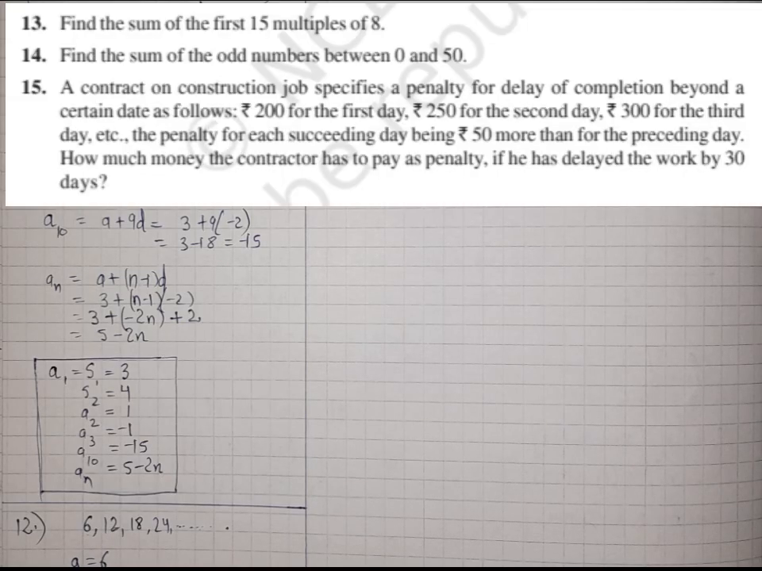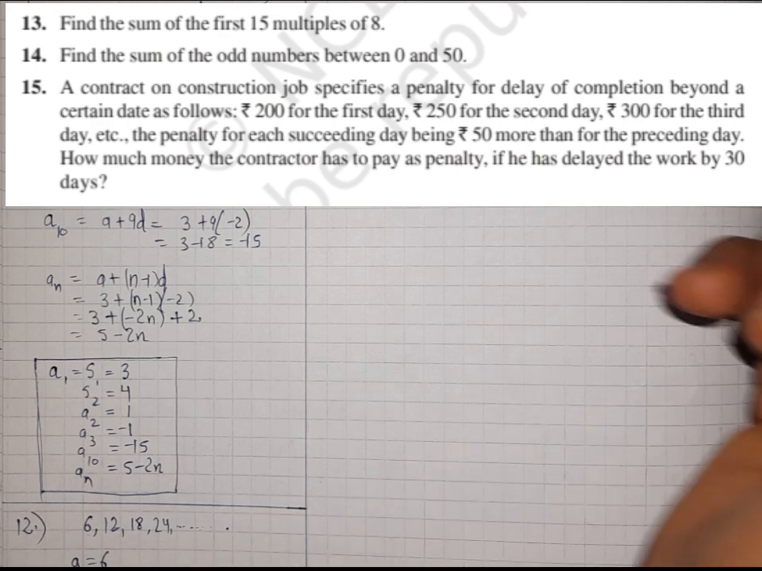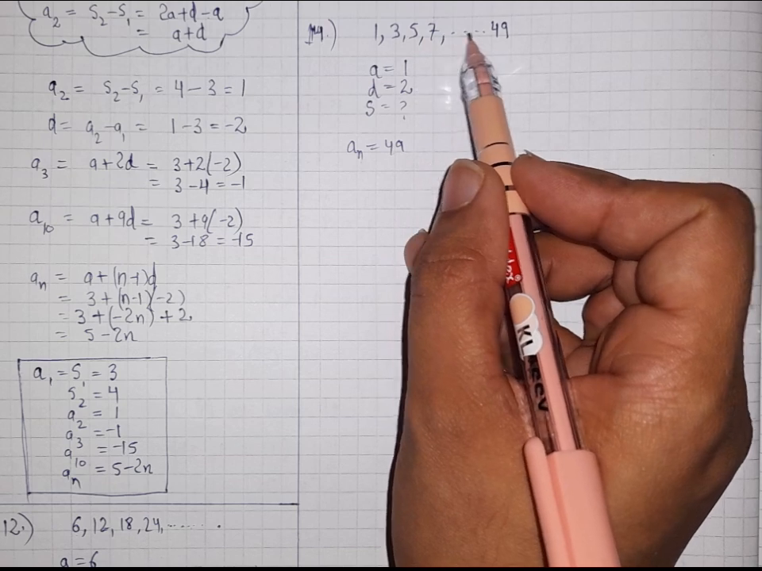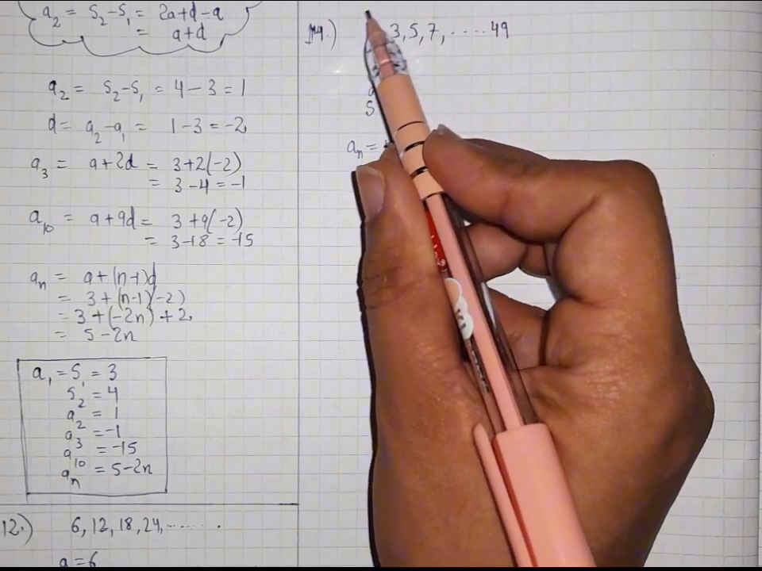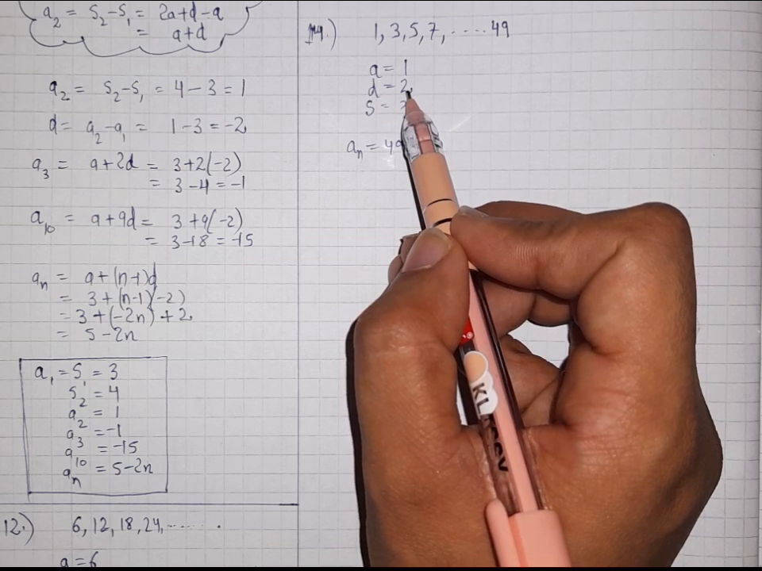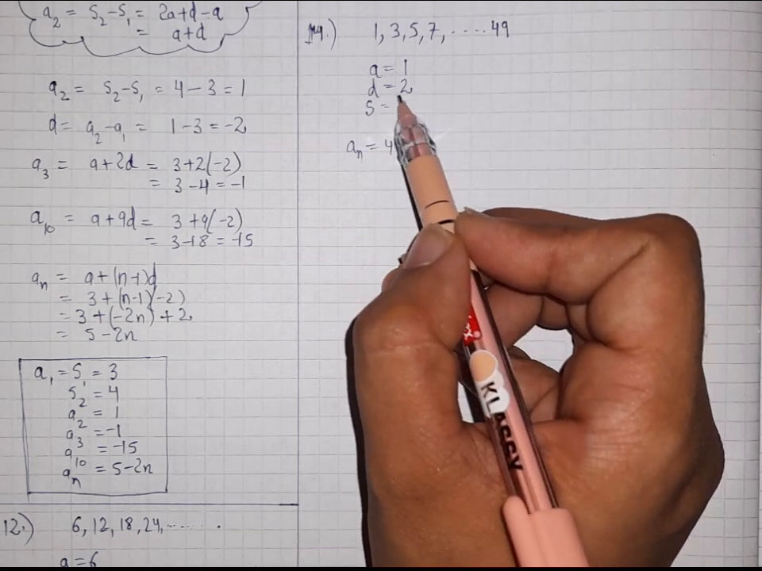Question number 14. Find the sum of the odd numbers between 0 and 50. Now the odd numbers between 0 and 50 are 1, 3, 5, 7 and up to 49. Clearly it forms an AP with first term 1, common difference 2 and last term 49. We are asked to find the sum.